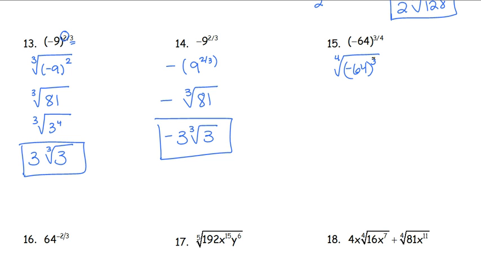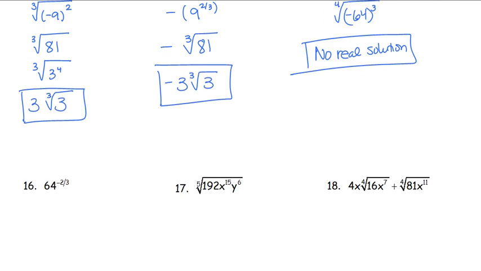Hopefully you are realizing that we have a problem. We can't take the even root of any negative number. You can take the odd root, you can take the 3rd root, or the 5th root, or the 7th root, but you can't take the 2nd, or the 4th, or the 6th. No even roots of negatives, which means this is going to be no real solution, or no real number. 3 more to go.